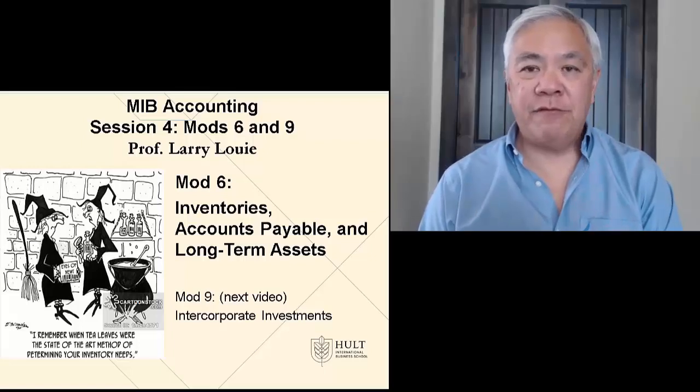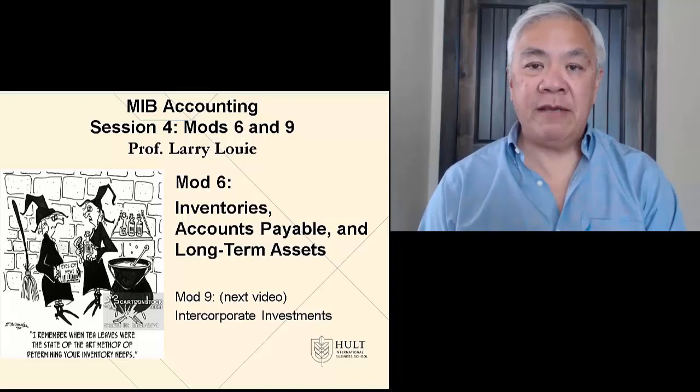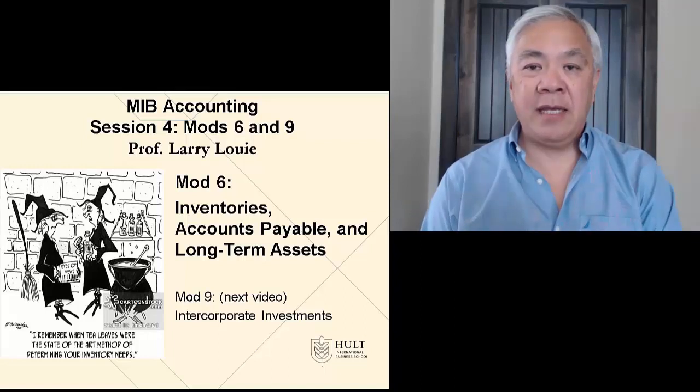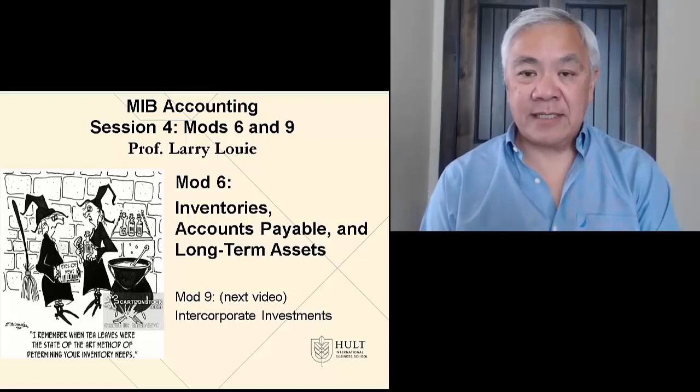We are on session number 4. And in this session, we're going to cover some important assets. In Module 6, we're going to look at primarily inventory and property, plant, and equipment. And in Module 9, look at intercorporate investments, which is buying percentage ownership in another company. So let's start with Chapter 6.